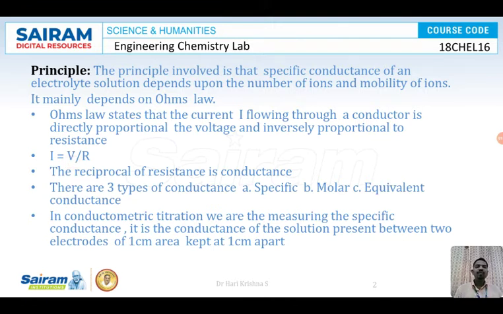So here we are going to measure specific conductance. So what is specific conductance? We're going to take two platinum electrodes of 1 centimeter square area, placed 1 centimeter apart. If you're measuring the conductance of the solution between these two electrodes, that is called specific conductance.